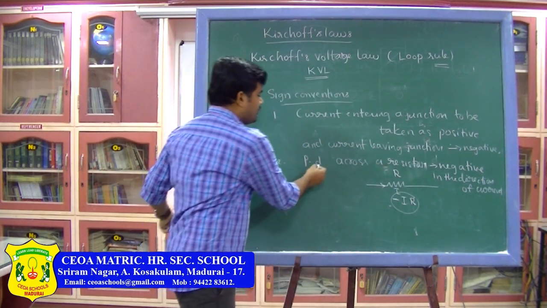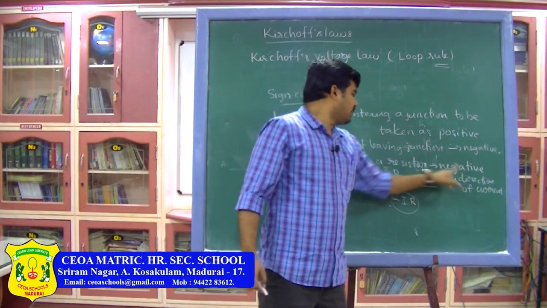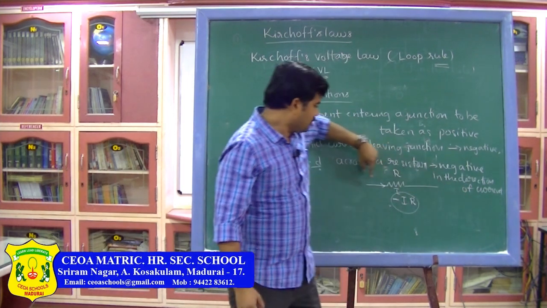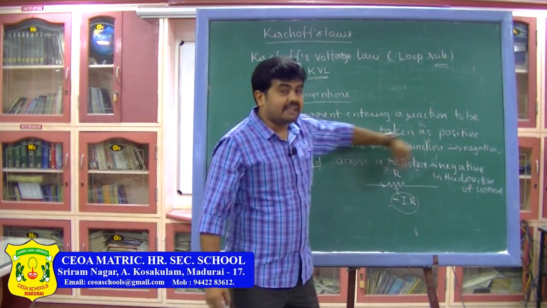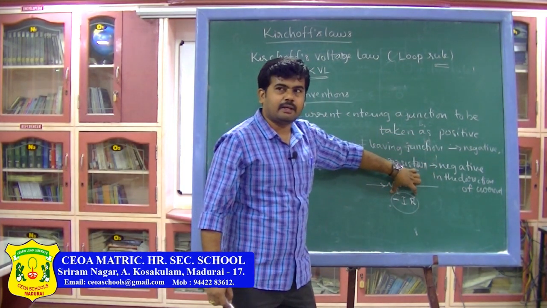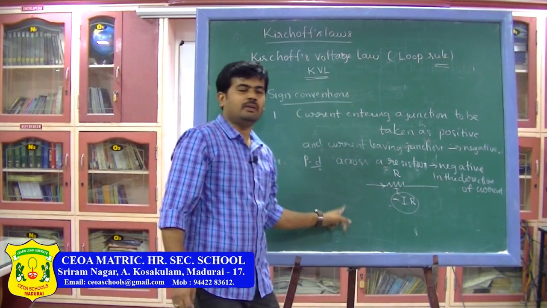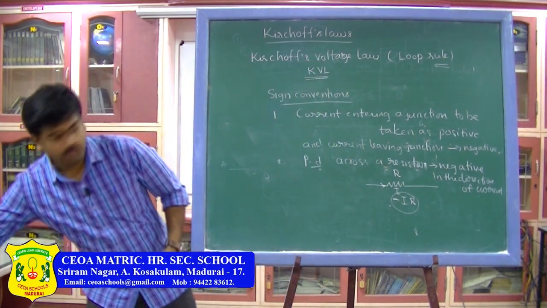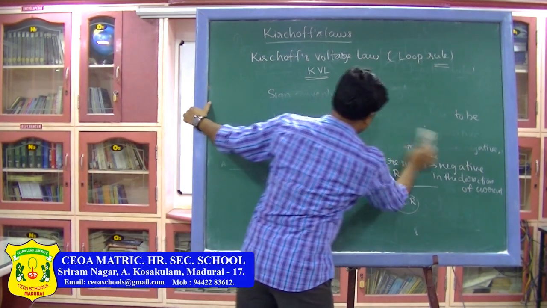So, the potential drop across a resistor is to be taken as negative if one selects the loop in the direction of current. That means if I move from left to right, I am moving in the direction of current, so the potential drop across this resistor must be taken as a negative value, minus IR. Now, if I move in the opposite direction, I should take it as a positive value. That is the first sign convention about Kirchhoff's voltage law. Let me write up the rules here.